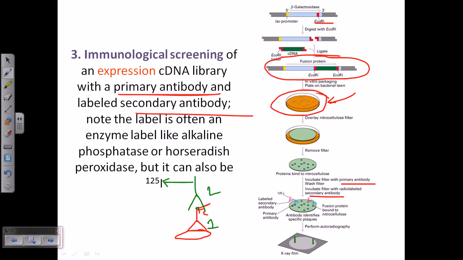So by looking at this position, if we go back to the master plate, we can look back, this one and this one are the two colonies which are carrying our desired gene of interest. Then we can take the colonies and culture them for future purposes.